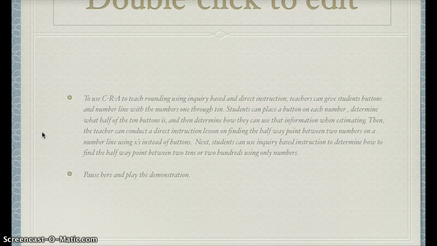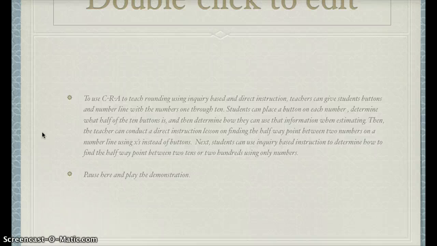If you wanted to use the CRA approach to teaching rounding and combine the inquiry base with the direct instruction, you can use a number line and have the children write the numbers 1 through 10 on the number line, with the halfway point, of course, being 5. Then the kids can place a button or some other little manipulative on each number that you call out and determine which half of the 10 the button is in. Is it closer to the 0 or is it closer to the 10?